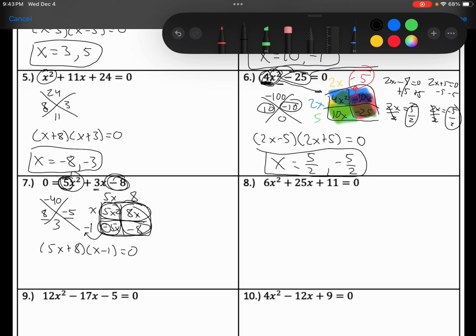equals 0. Now from this one, the x minus 1, that obviously is going to give me the answer of 1 for my value for x. For the other one, 5x plus 8 equals 0. We would subtract 8 on both sides, getting 5x equals negative 8. Divide both sides by 5, and we'll get x equals negative 8 over 5.